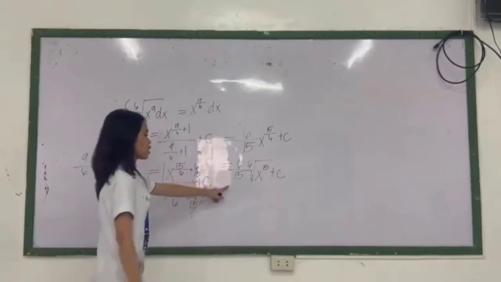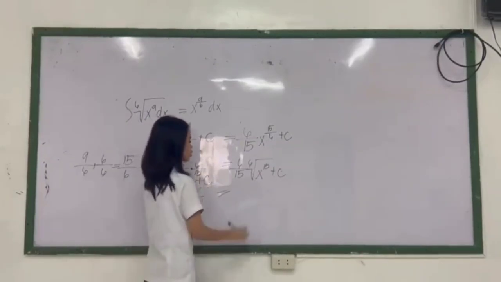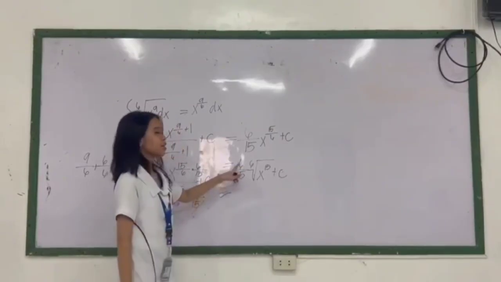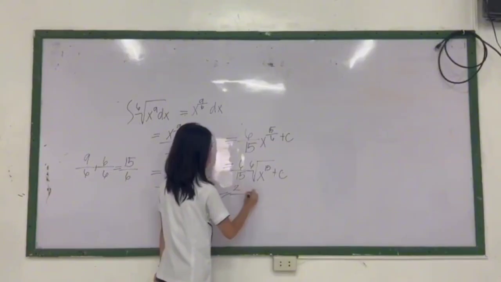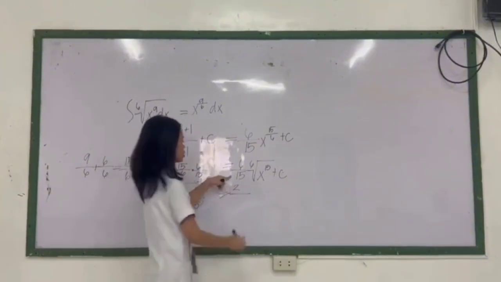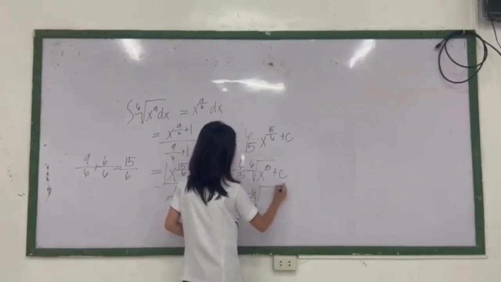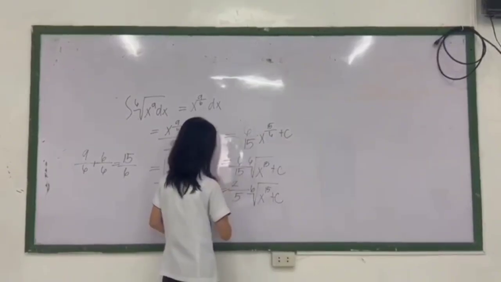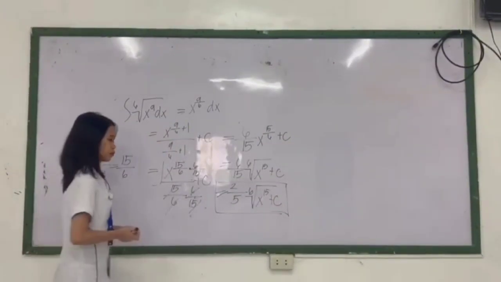But we can simplify it by dividing this by 3. So 6 divided by 3 is 2, and 15 divided by 3 is 5. Then the 2nd root of x raised to 5 plus c. And that's it for the radical function. Next will be about the exponential function.